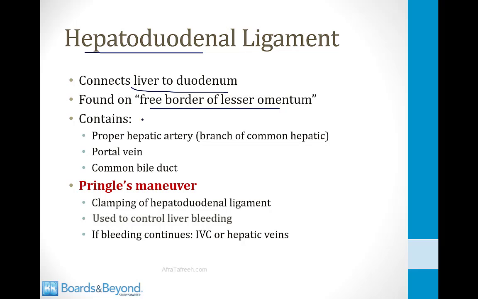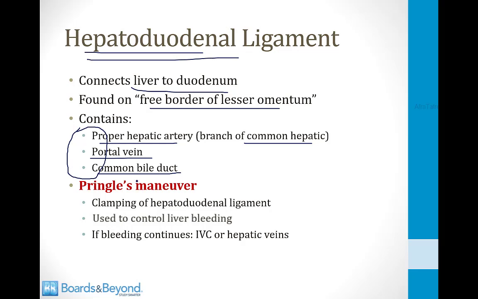And it contains three structures. The first is the proper hepatic artery, which is a branch of the common hepatic artery. The second is the portal vein, and the third is the common bile duct. Recall that the common bile duct branches into the cystic duct, so sometimes you also find a portion of the cystic duct within the hepatoduodenal ligament. And also recall from some of our other videos that these three components are what make up the portal triads in the liver. So it's basically those connections to the portal triads in the liver that pass through the hepatoduodenal ligament.